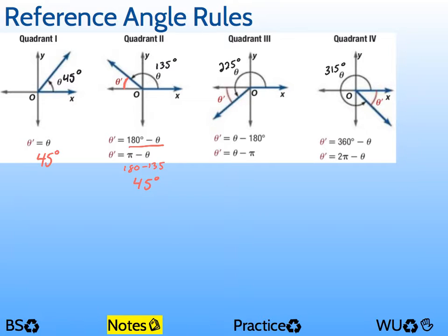For quadrant 3, this is the reference angle, and the rule is the original angle minus 180. Since 225 is bigger than 180, we would subtract the 180 to get a positive reference angle. So, 225 minus 180 gives you, again, 45 degrees. Well, it's almost like I planned it this way.